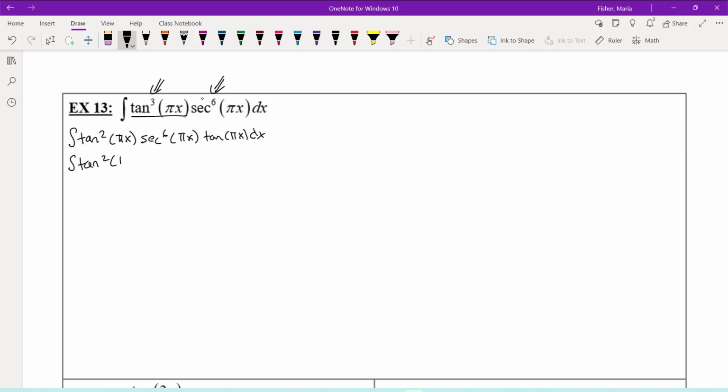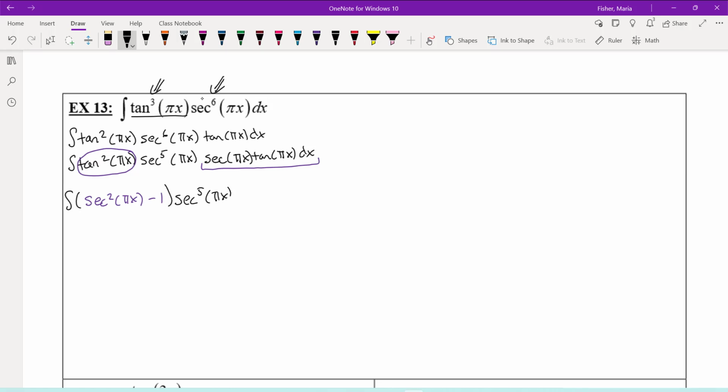This is really tangent squared of pi x, secant to the 5th of pi x, and then secant of pi x, tangent of pi x dx. Now I have that secant tangent that I needed. Then I have to change the rest of the tangents into secants. So we rewrite tangent squared of pi x as secant squared of pi x minus 1, still times secant to the 5th of pi x, secant of pi x, tangent of pi x dx.